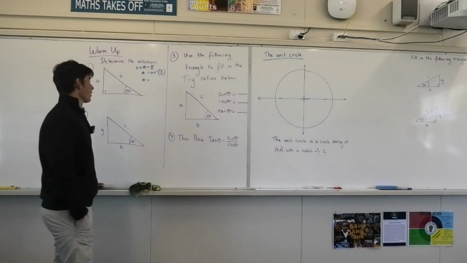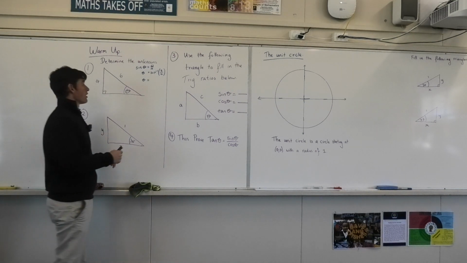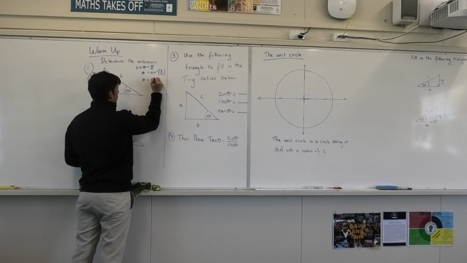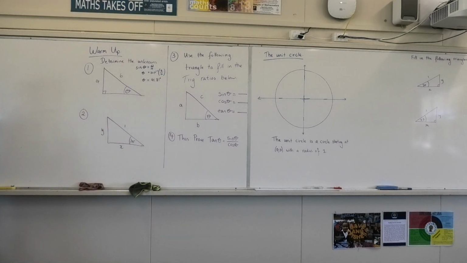We use our trig identity sin theta equals opposite over hypotenuse. We rearrange to get theta by itself. We sub in known values and we get theta equals 41.81 degrees. We have to use degrees and radians now because we know about both of those.